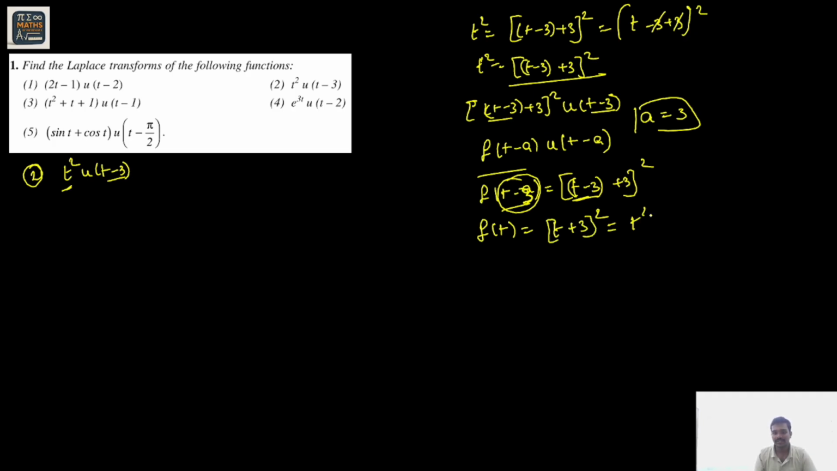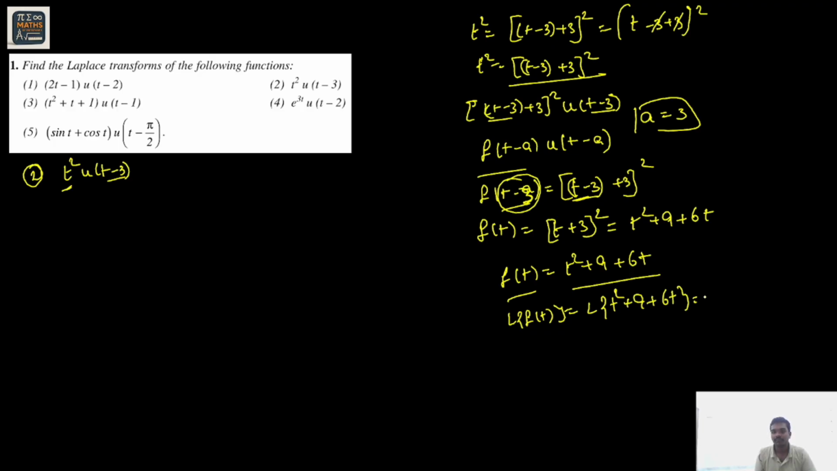ఈ టర్మ్ ఎక్స్పాండ్ చేస్తే t స్క్వేర్ ప్లస్ 9 ప్లస్ 6t అవుతుంది. f of t is equal to t square plus 9 plus 6t. Now we apply Laplace for this term. Laplace of f of t is equal to Laplace of t square plus 9 plus 6t. By using linearity property, Laplace of t square plus 9 into Laplace of 1 plus 6 into Laplace of t.